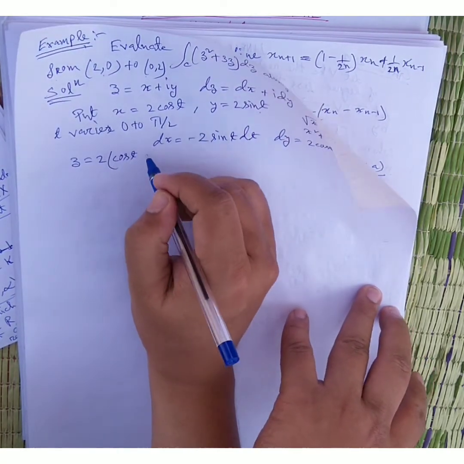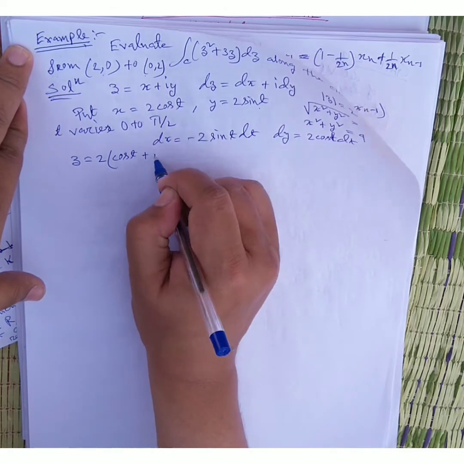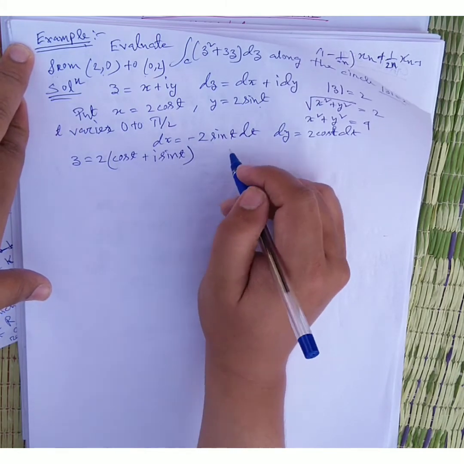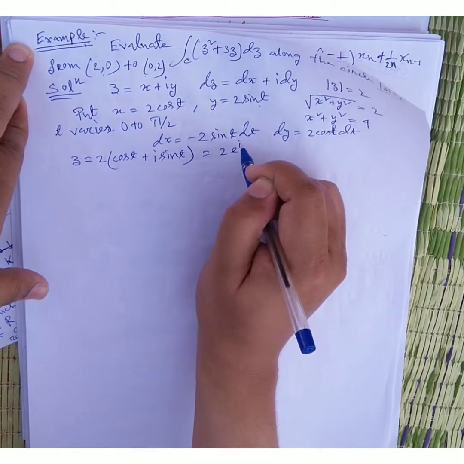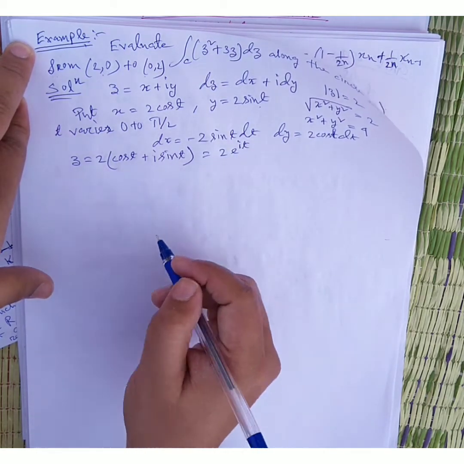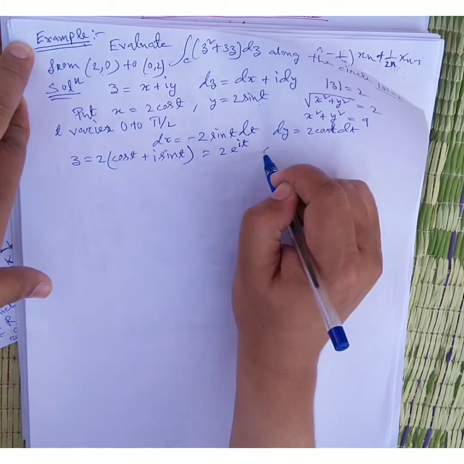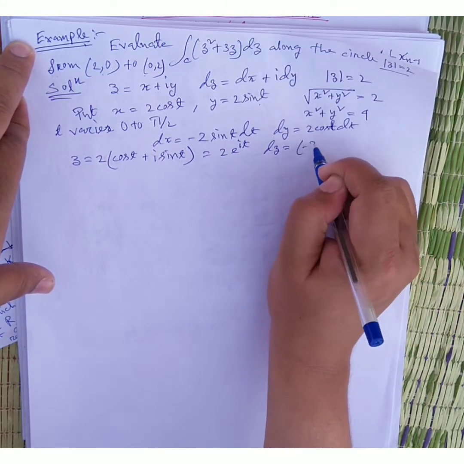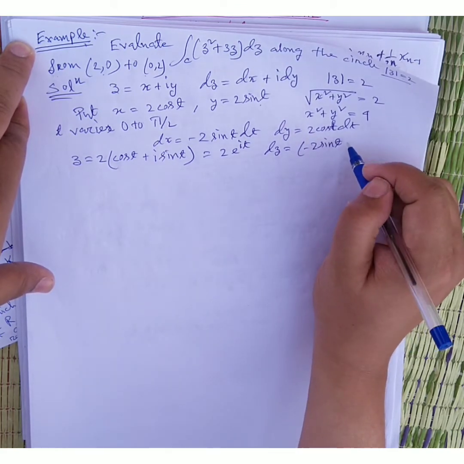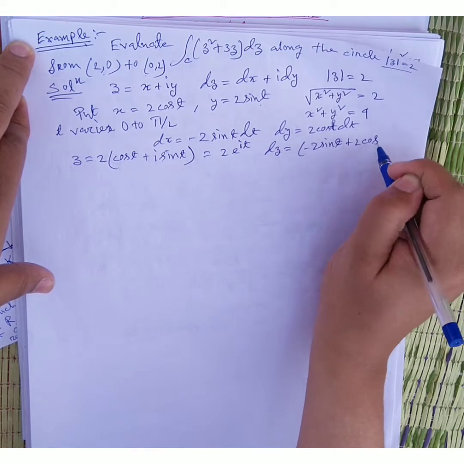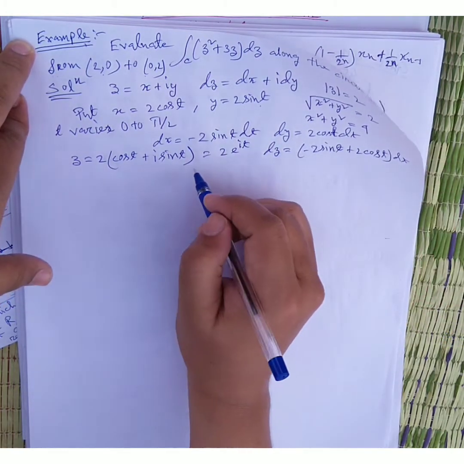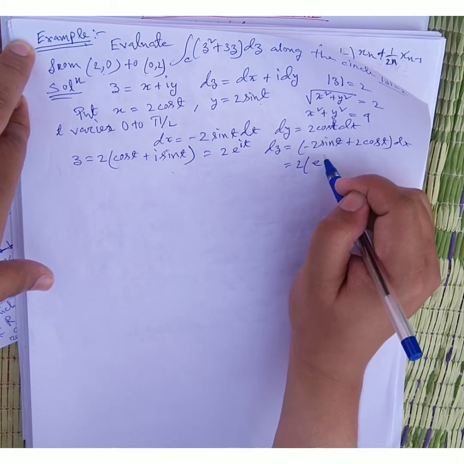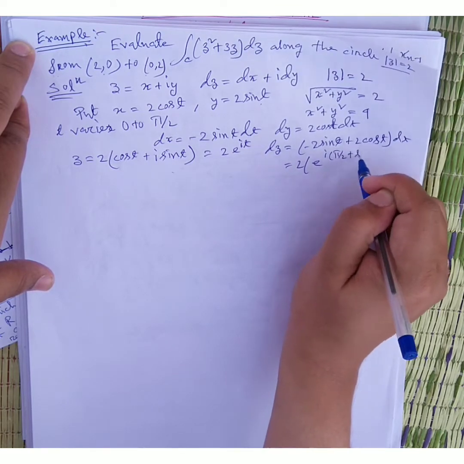So z equals 2 cos t plus i sin t, and I can write it as 2 into e to the power it. And dz I can write as 2 into minus 2 sin t plus 2 cos t into dt, and I can write it as 2 into e to the power i into pi by 2 plus t. You can write this way.